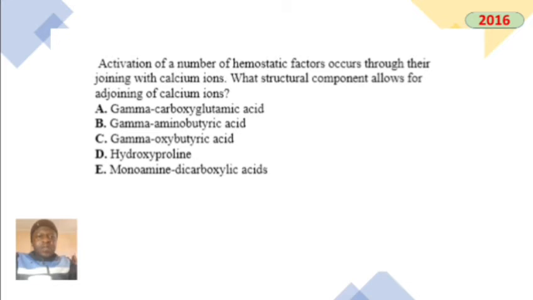Activation of a number of hemostatic factors, that's clotting factors, occurs through their joining with calcium ions. What structural component allows for joining with calcium ions? Right, so again, we've seen this question before. Gamma carboxyglutamic acid is your answer.